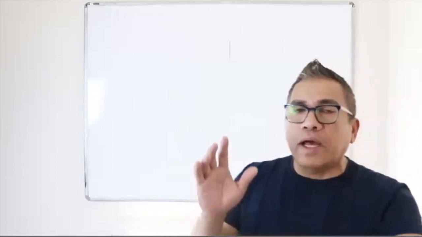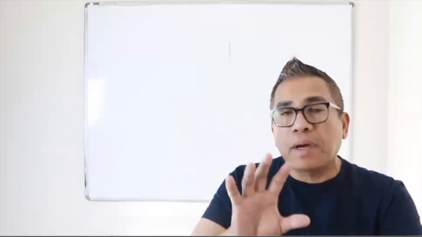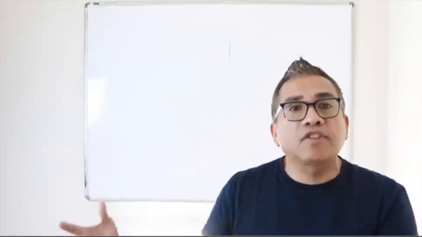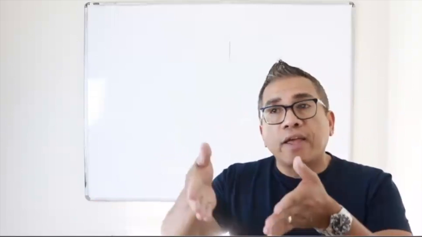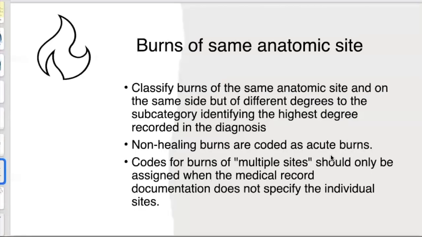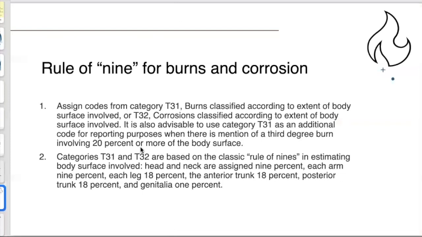So this is the reason why it is necessary to identify what body parts were affected, and at the same time, how much of those body parts were affected. The guidelines say here, let me go back, in this rule of 9 there is mention of a third-degree burn involving 20% or more of the body surface. So if the body surface affected is more than 20%, there is actually a specific code to use for that.